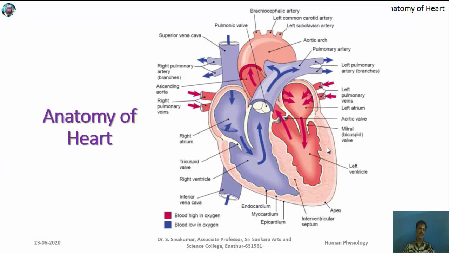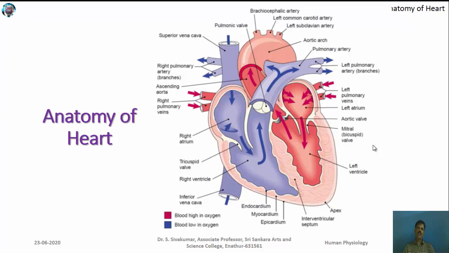If you see the valves, you can see the bicuspid valve present between the left ventricle and left atrium. Similarly, between the right atrium and right ventricle you have a tricuspid valve, but between the left atrium and left ventricle you will have a bicuspid valve. So these two valves are tricuspid and bicuspid. The number of projections present in the valve gives the names tri and bi. The bicuspid valve also has another name, the mitral valve.